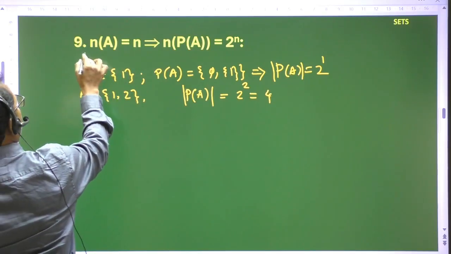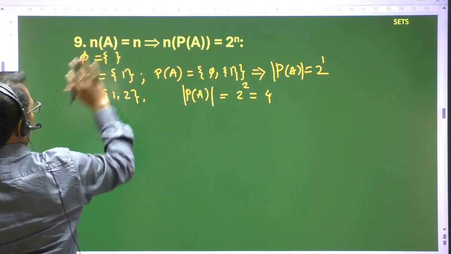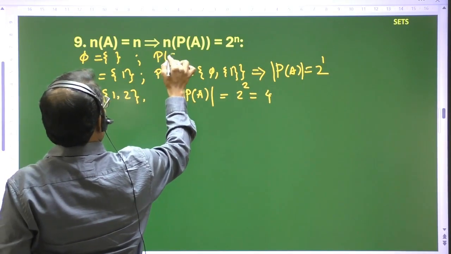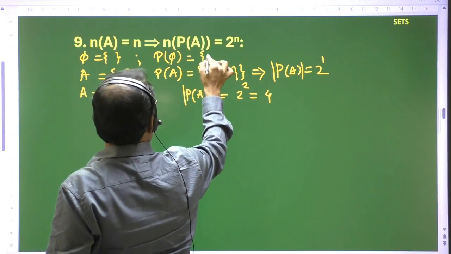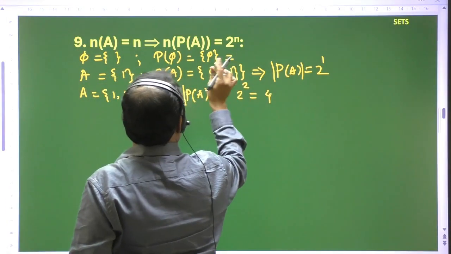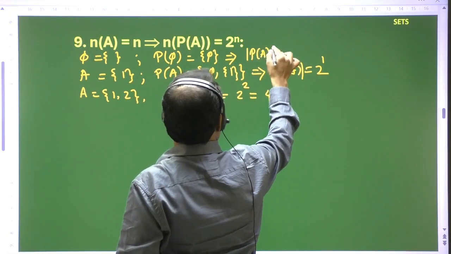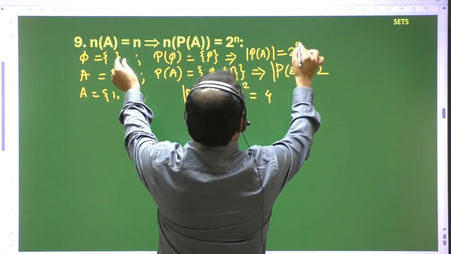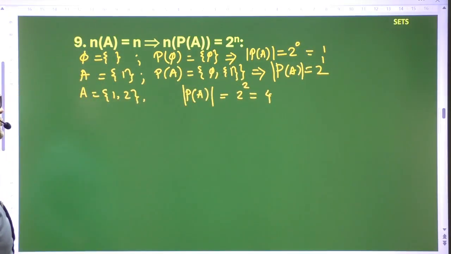Now coming to the null set. If it is a null set, that means it contains no element. So what does its power set contain? The power set of phi. Because we know that phi is a subset of every set, it will contain phi. So that means 1 element. So the cardinal number of the power set is 2 to the power 0, that is 1. So the power set of phi contains 1 element, and that is phi only.